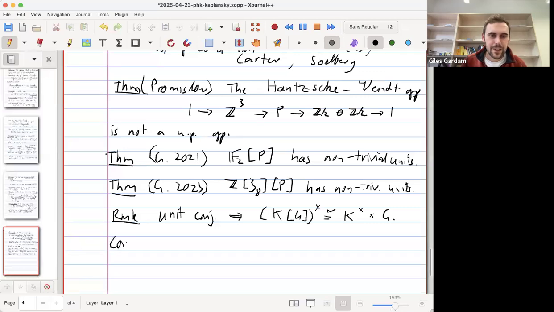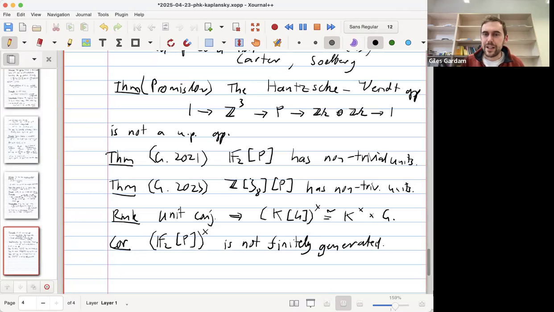So a corollary to my counterexample is that, in fact, there's not just one unit, there's tons of units, and they form a very large group of units. So the group of units is not finitely generated. And it's also very far from being virtually abelian or amenable or any of these things. It also contains free subgroups. Right, so unit conjecture fails for this group, very bad.